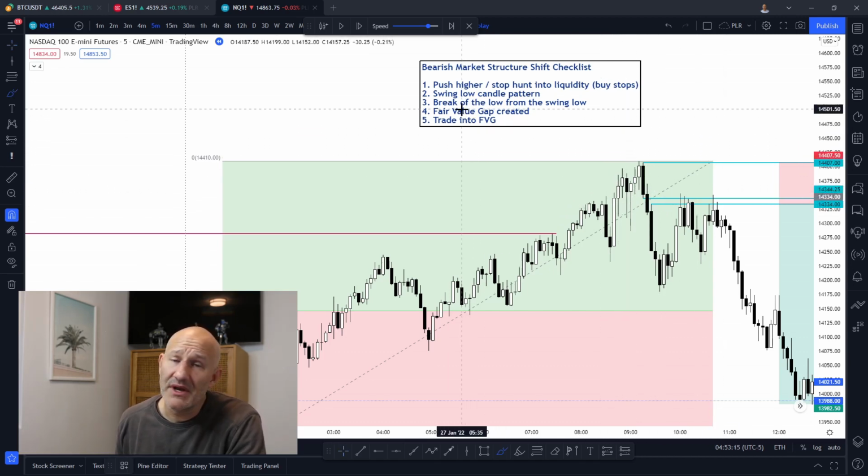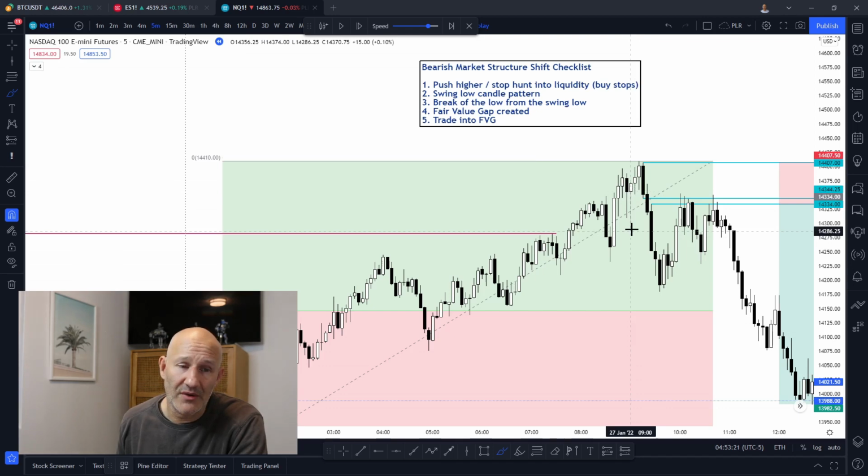Now, second point is, do we have a swing low candle pattern? And again, yes, we do. You can see this candle here is the lowest in the 3 candle pattern. So we have this pattern just here. So you can see we have this candle is the low, and then the 2 candles each side are lower than that low. So that creates our swing low pattern.